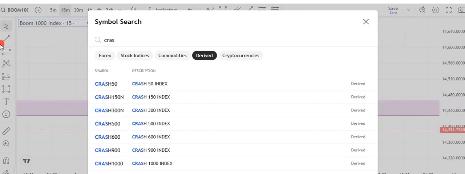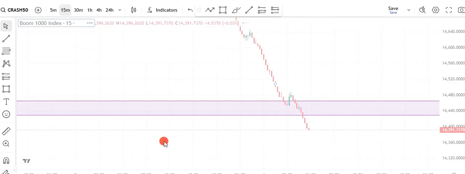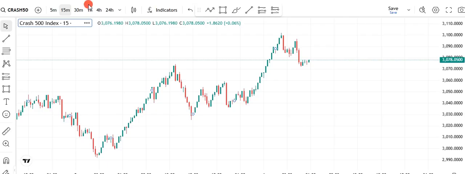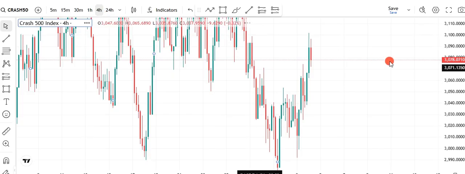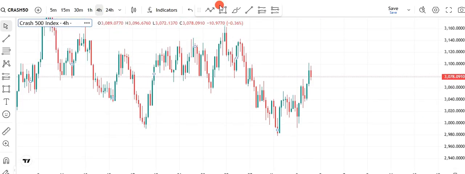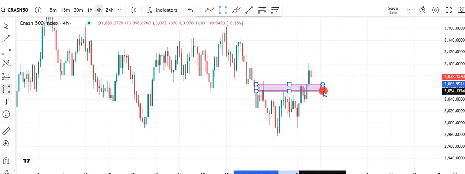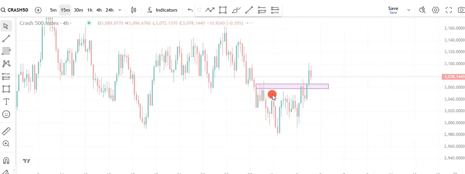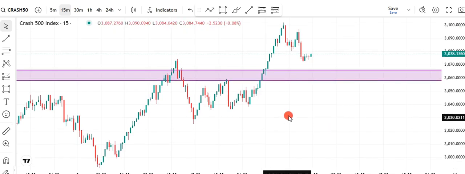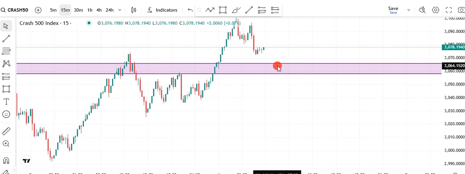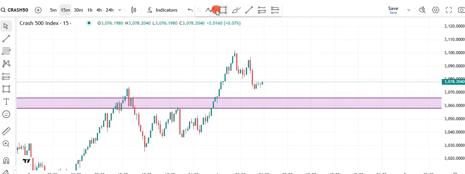Of course, starting off with the Cash 500 as usual. Then to the 4-hour charts. Cash 500 seems to be bullish, breaking above its previous level right here. So you're going to see what's going on right there. Okay, it broke above. So now let's see if this level is going to hold.